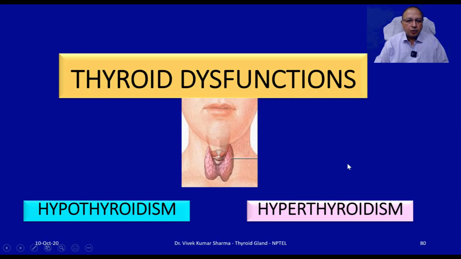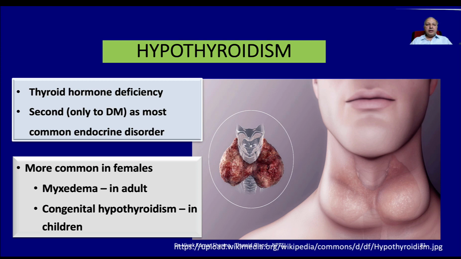Now let us discuss briefly the thyroid dysfunctions. We can divide them into the hypothyroidism when the thyroid hormone activity is less, or hyperthyroidism when the thyroid hormone activity is more in the body. Now coming to the clinical condition called hypothyroidism. Hypothyroidism means that there is thyroid hormone deficiency. It is less than the normal physiological limit, and this disorder is second only to the diabetes mellitus as the endocrine disorder. This is more common in females.